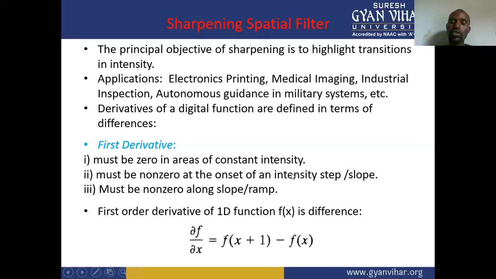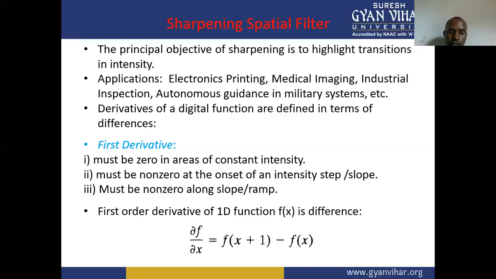So for those regions, the difference at a step, the regions of steepness, must be non-zero. That means they have to be any value that is not 0, that is 1, 2, 3, and n, where n is not 0. Similarly, whenever we are climbing or where there is a ramp, then that has to be non-zero. So that also has to be not 0.